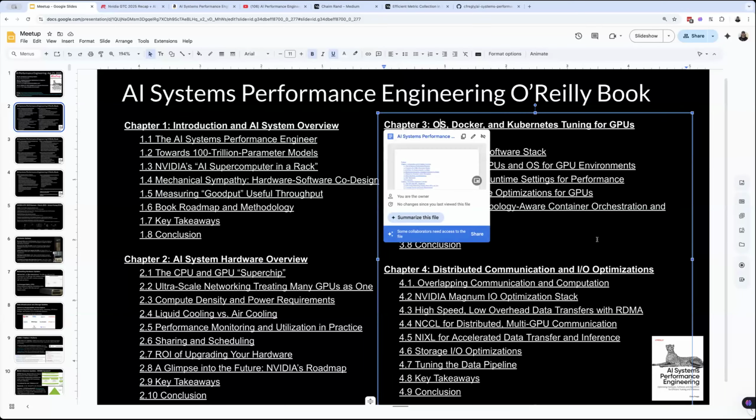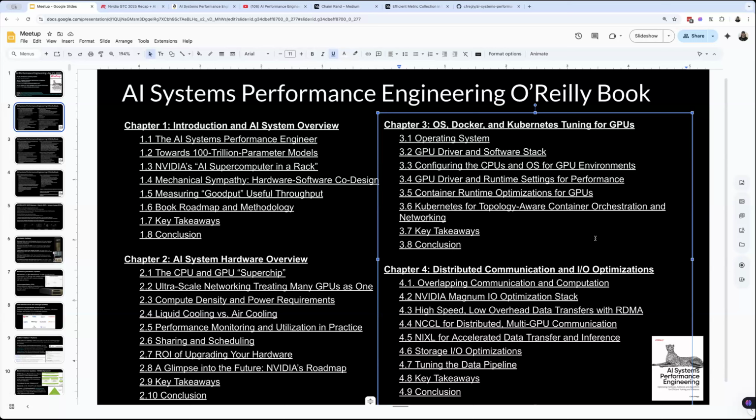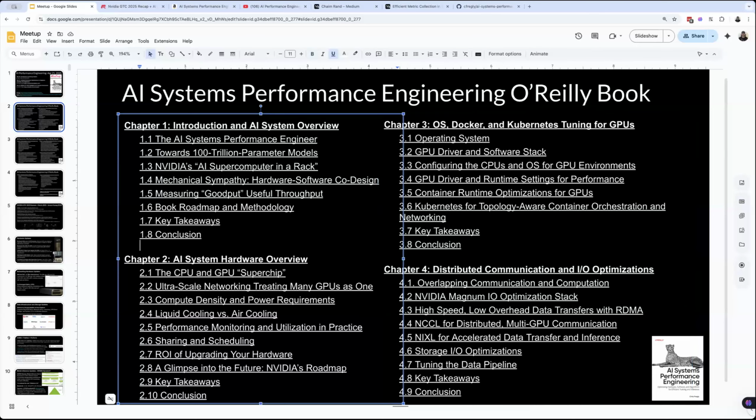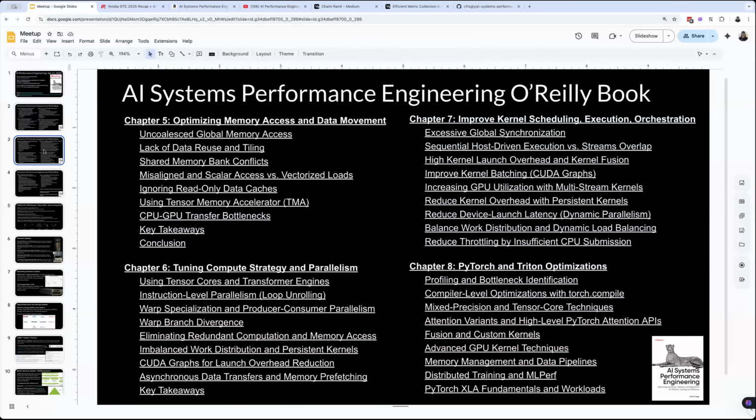I do have a chapter on OS tuning and Docker and Kubernetes tuning specific to GPUs, the Nvidia GPUs. I spend quite a lot of time in the book talking about distributed communication and IO storage optimizations. These are all extremely important, especially for model training and efficient pipelines. I know, Chaim, one of your most recent posts was on some of that stuff, so hopefully we'll be pulling in some of that knowledge.